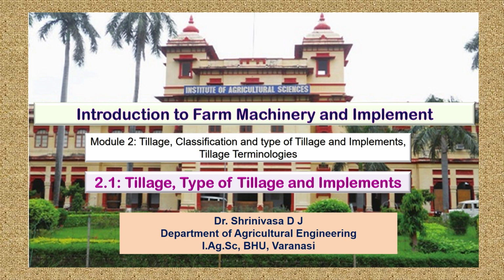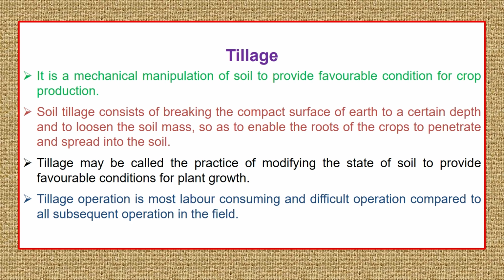The first lecture under this module, lecture number 6, is tillage, types of tillage and its implements. Tillage is a mechanical manipulation of soil in order to provide favorable conditions for crop production. Whenever we manipulate the soil to obtain good crop production, we call that process tillage. Soil tillage consists of breaking the compact surface of the earth to a certain depth, normally the depth where roots can penetrate, and loosening the soil mass so as to enable the roots of the crop to penetrate deep in the soil and spread across the soil. That is the objective for which tillage is done.